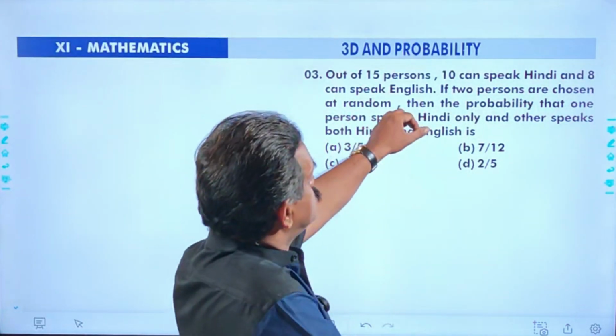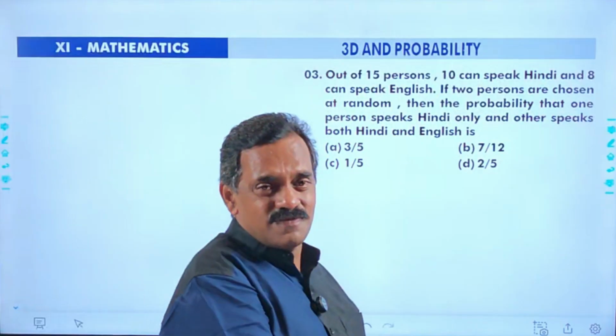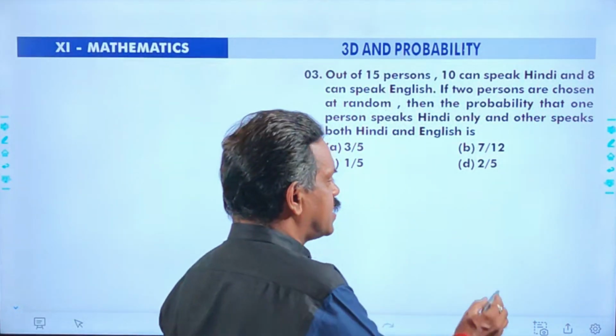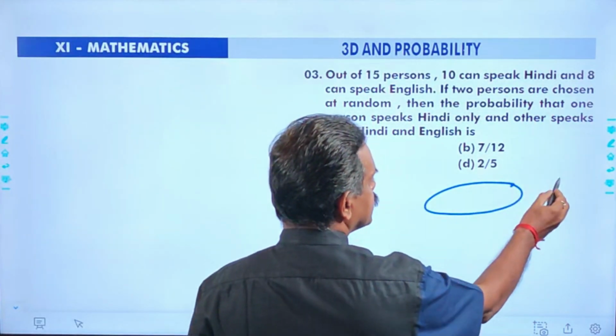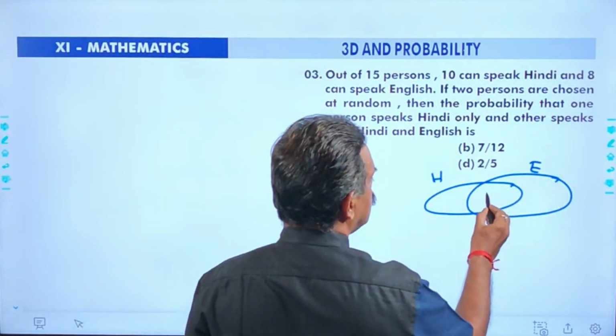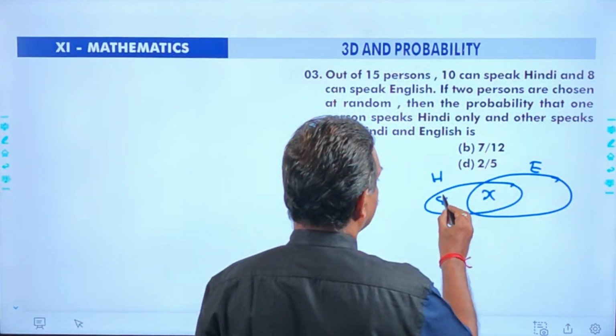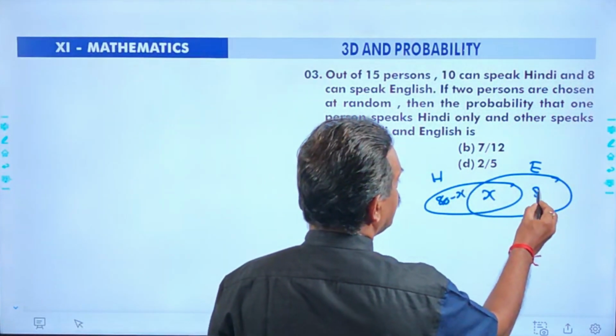There are 15 persons, 10 can speak Hindi, 8 can speak English. We basically apply the theory we studied on set theory. Suppose this is Hindi, this is English. Let x be the people who talk both. So it will be 10 minus x on one side, and this will be 8 minus x on the other.